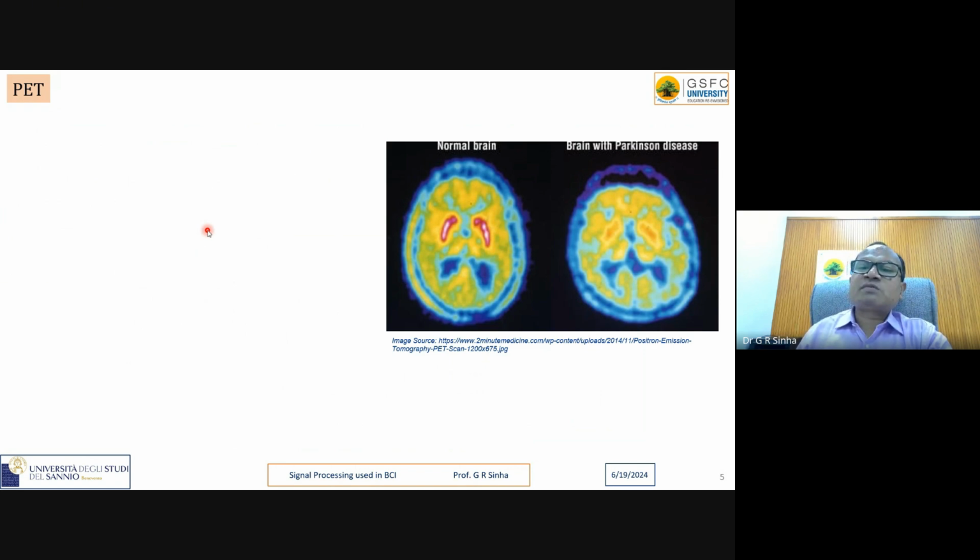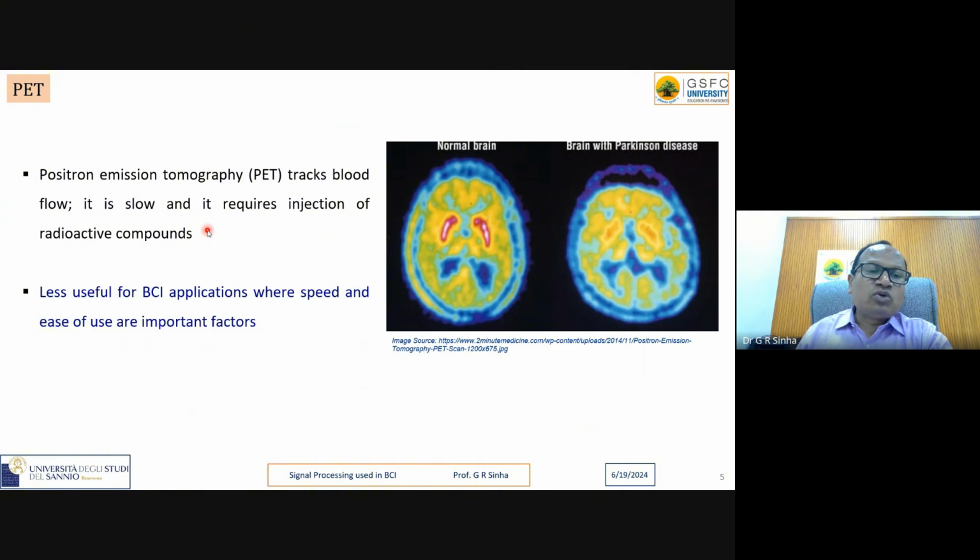I have already explained about the difference in brain signal. So in a previous diagram, there was a picture. Look at the picture. When a person has Parkinson's disease, blood flow is very poor. But in this case, you look at the blood flow in the normal brain. So this is what I was trying to tell you.